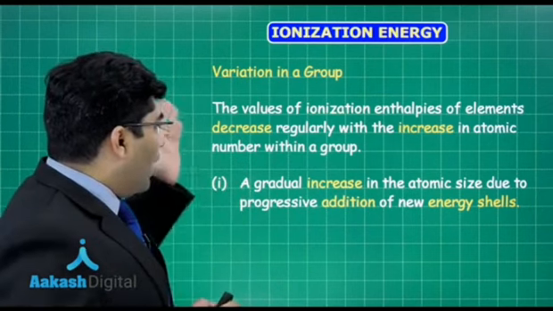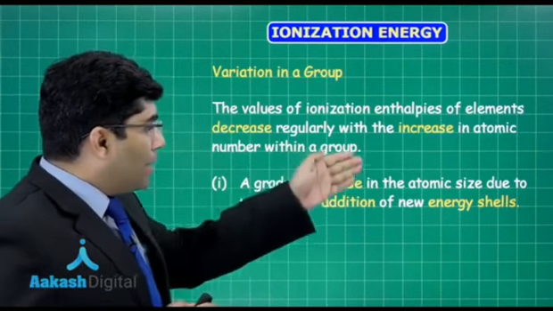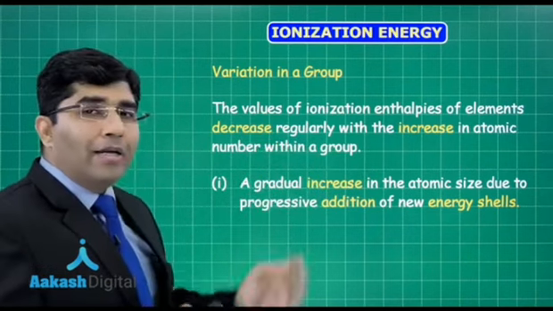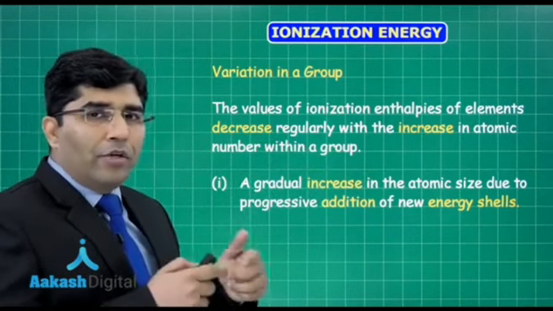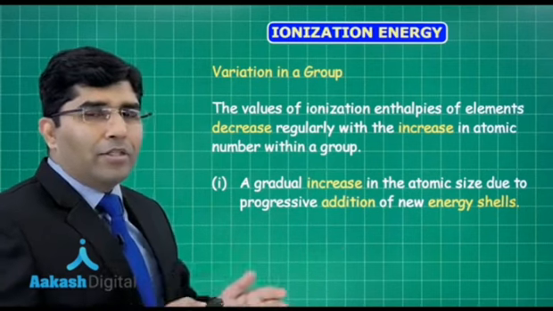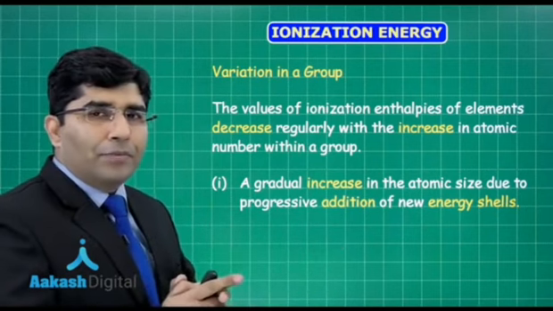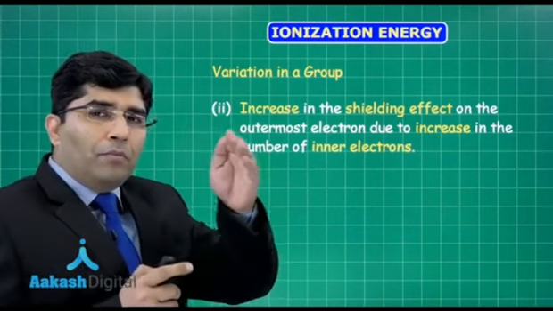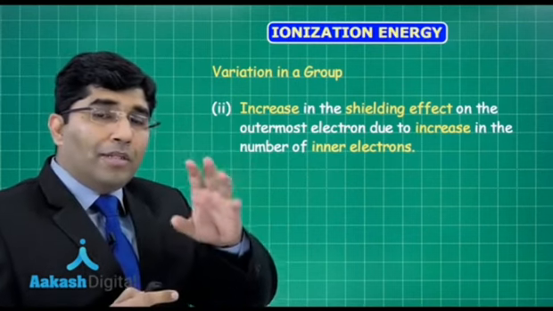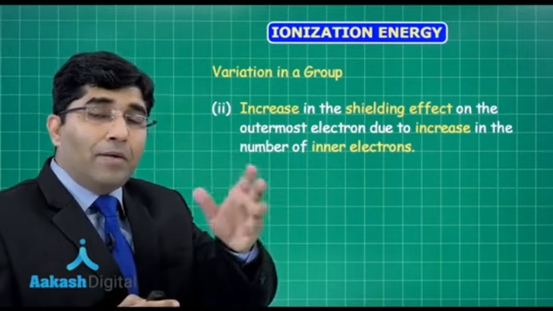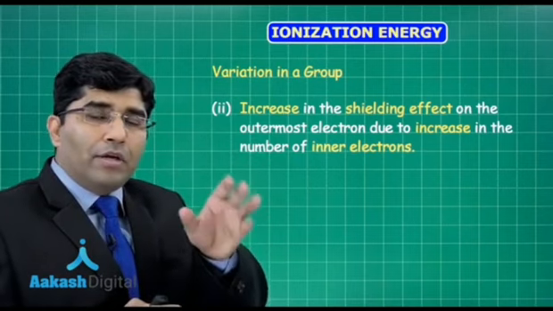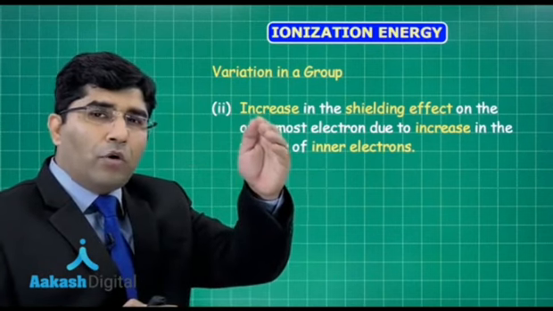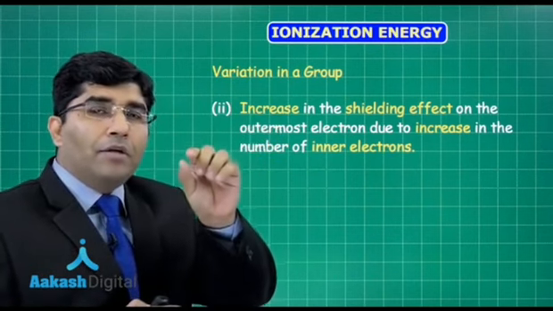So there is a gradual increase in atomic size due to the progressive addition of new energy shells. If the new energy shells increase, ionization energy automatically decreases. Now, the second point is, when we go down the group, the shielding effect increases. The intervening electrons are the electrons which shield the outermost electron from the nucleus.